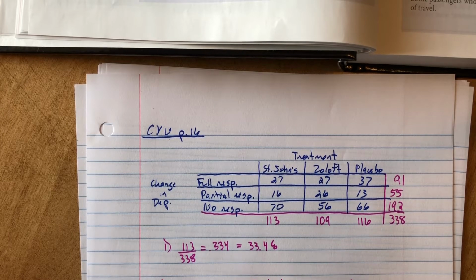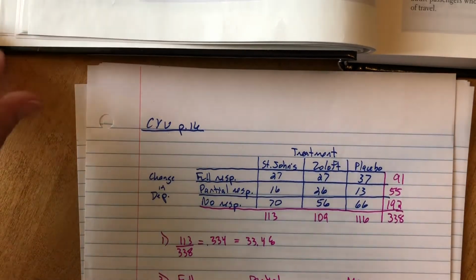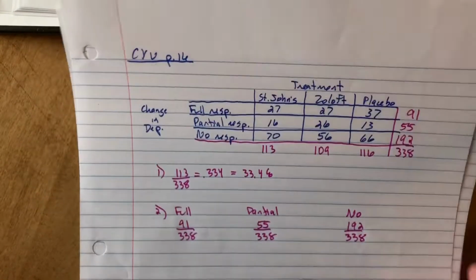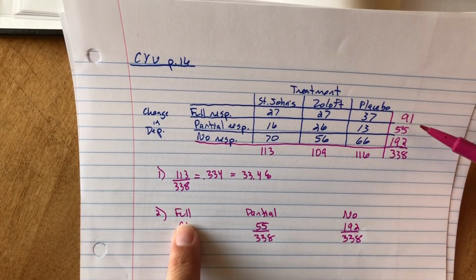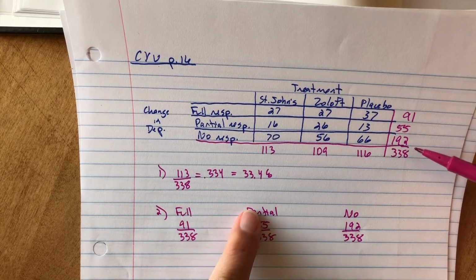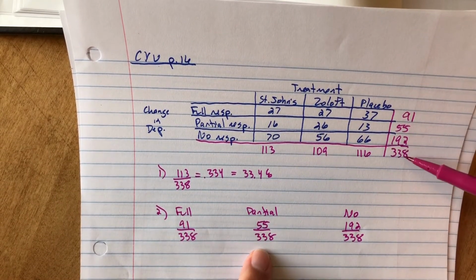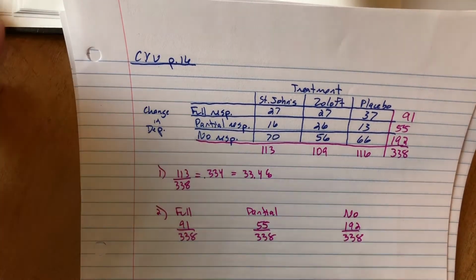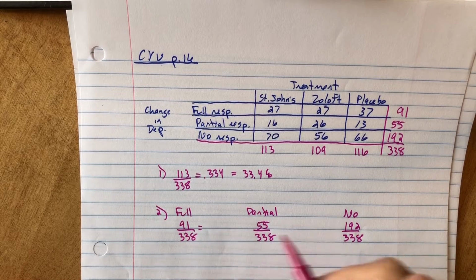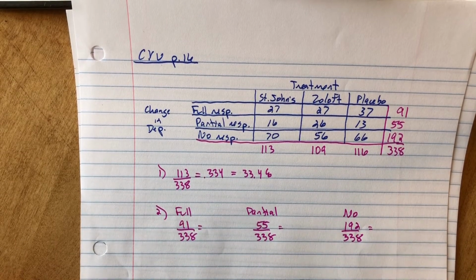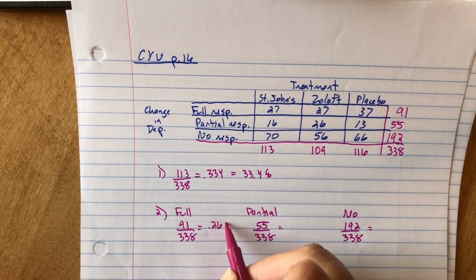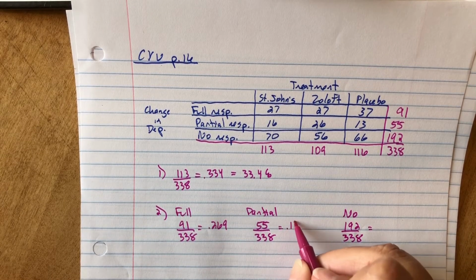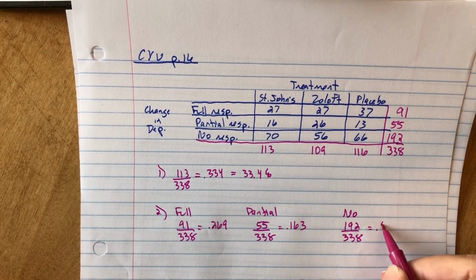And of course, these will all be over the table total. Let's look at that again. Full is 91 over the table total. Total partial is 55 over the table total, and total no response is 192 over the table total. Okay, and of course, throw those in the calculator, and we will get our decimals. Let's see, 0.269, 0.163 and 0.568.